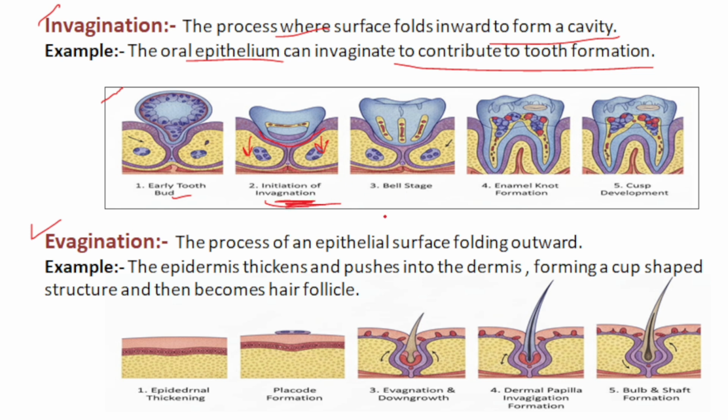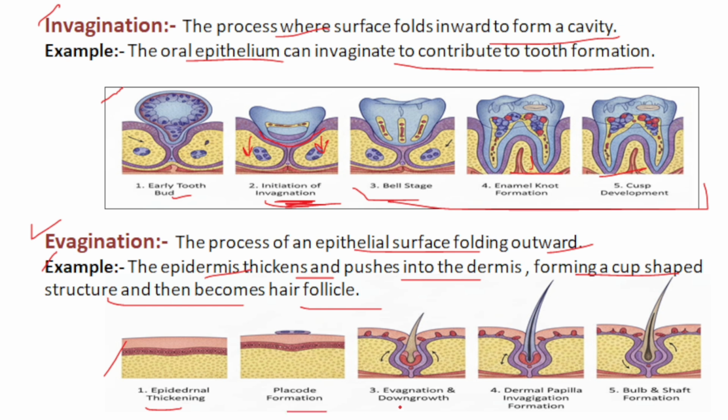And you see in the last three pictures that the cavity becomes deeper and deeper. Then evagination. The process of the epithelial surface folding outward is called evagination. For example, the epidermis thickens and pushes into the dermis, forming a cup-shaped structure, and then becomes a hair follicle. You see that this is the process of the formation of a hair follicle. In the first picture, epidermal thickening, placode formation. Then in the third picture, evagination has started.